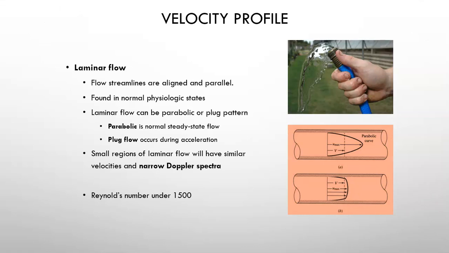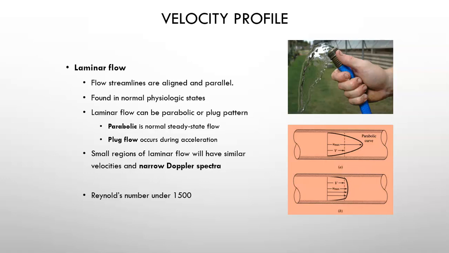Laminar flow streams are aligned and parallel to the vessel walls. So if you have a curved vessel, this is not going to apply to it. This has to be a straight vessel. And this is what's found in the normal physiologic state, is laminar flow.